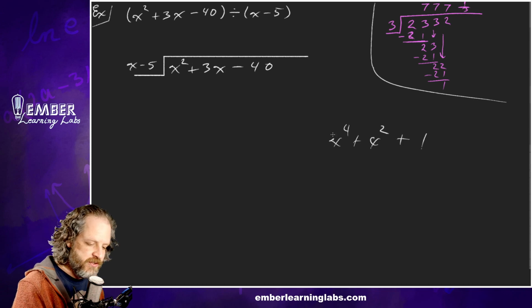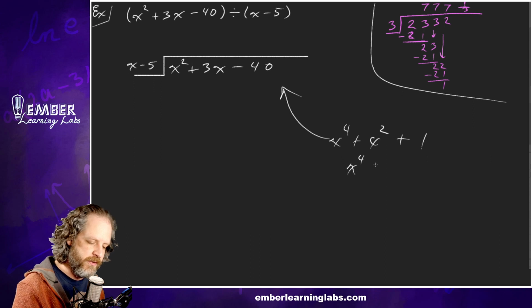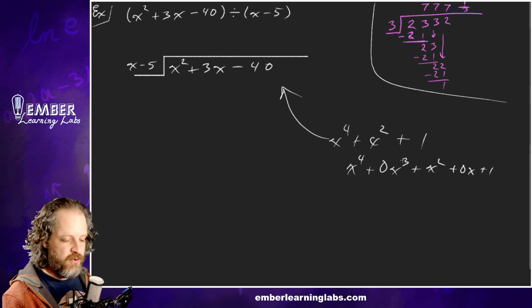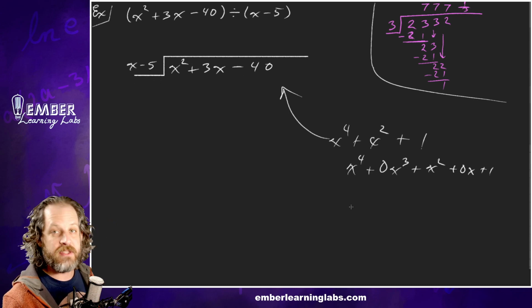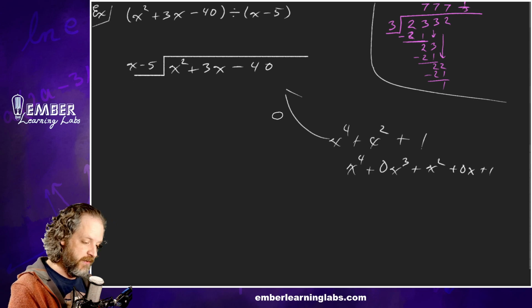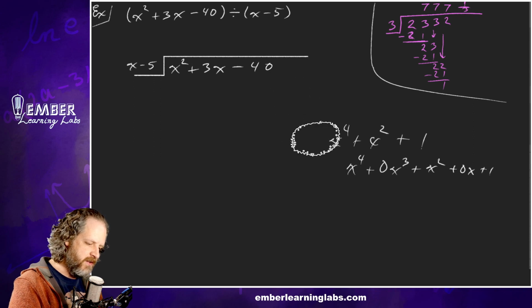So if I was to put this one into there, I would have to write it as x to the 4th plus 0x cubed plus x squared plus 0x plus 1. So if there are any missing, you want to add 0 times the missing one. We'll leave that as a note for other examples and future problems. All right, let's continue to tackle this one.